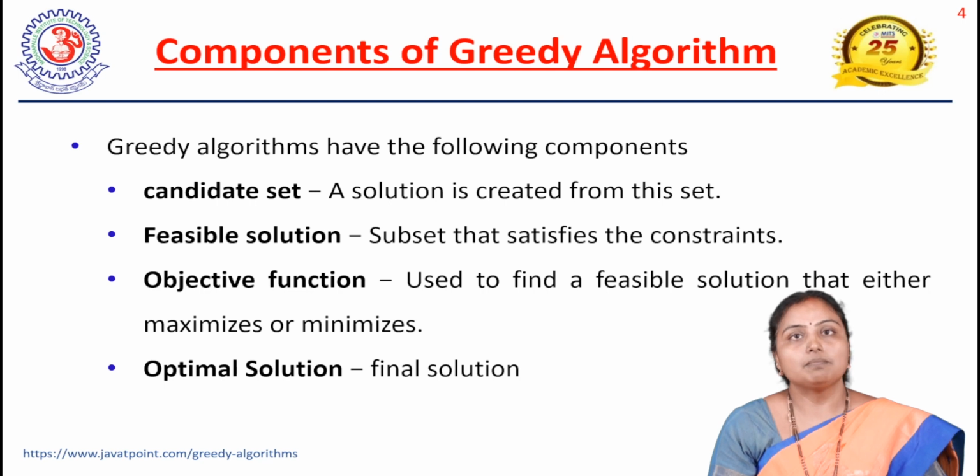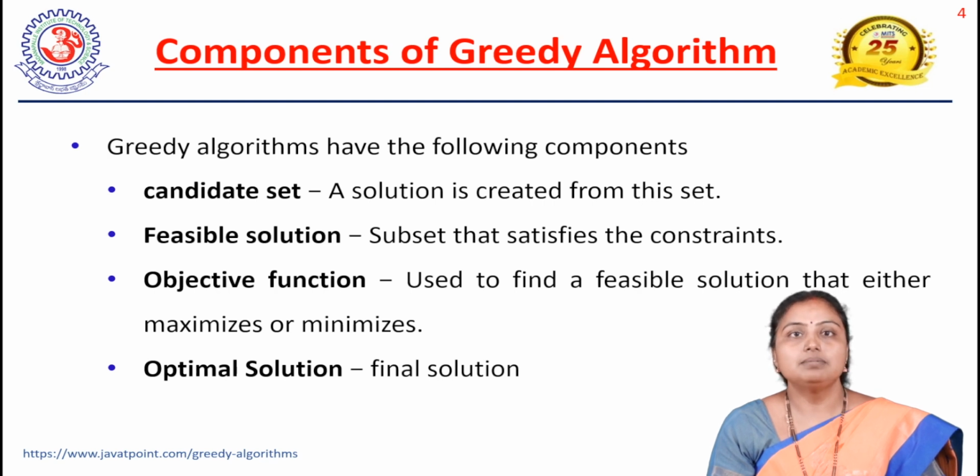So what are the components of greedy algorithm? Greedy algorithm have the following components. They are candidate set, feasible solution, objective function, optimal solution. Here, what is the candidate set? The candidate set is a solution created from the set. So from this set only, we are going to create the solution or develop the solution. So that set is called as candidate set.